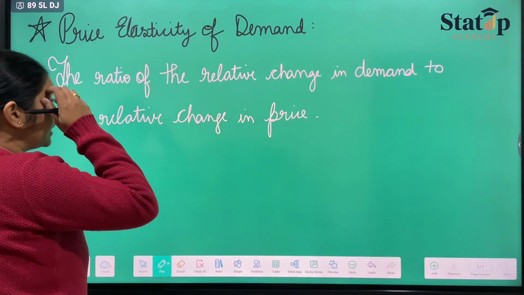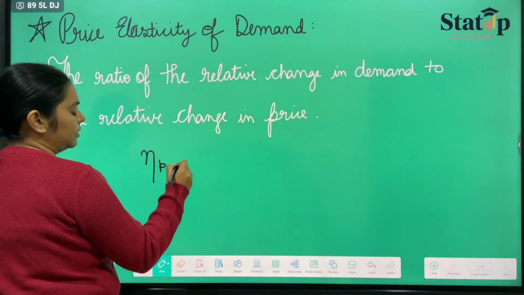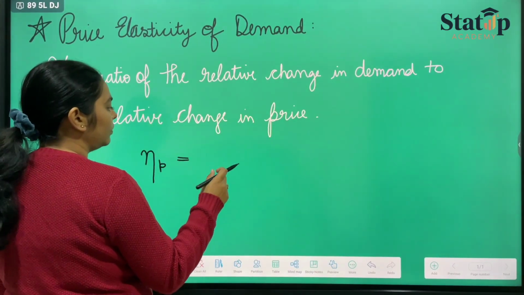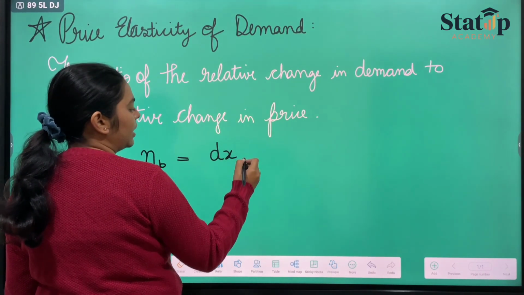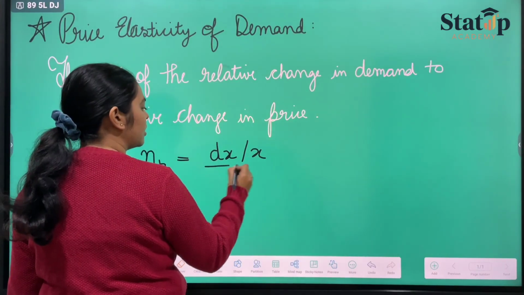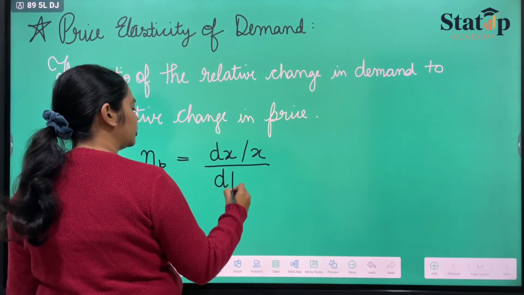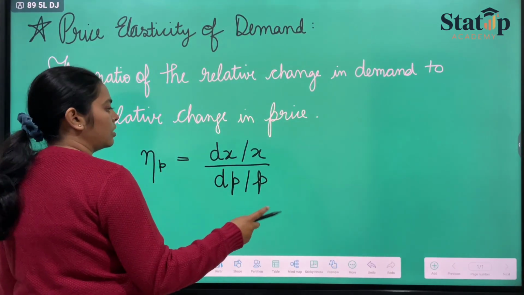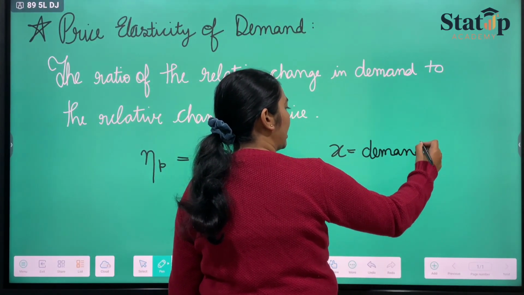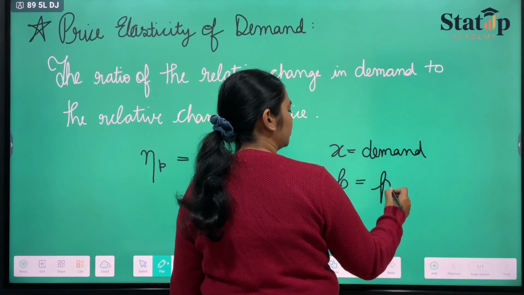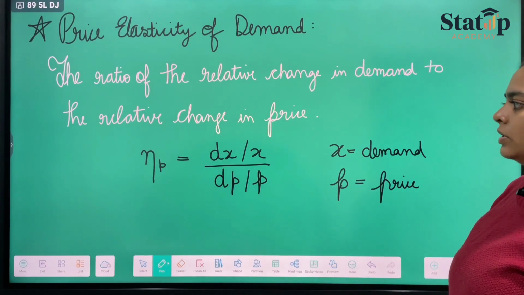Okay, so this can be represented as, if I write price elasticity of demand, eta p equals, if I am representing demand as x, dx upon x upon dp upon p, the relative change in demand upon the relative change in price, where x is demand and p is price. So this is price elasticity of demand.